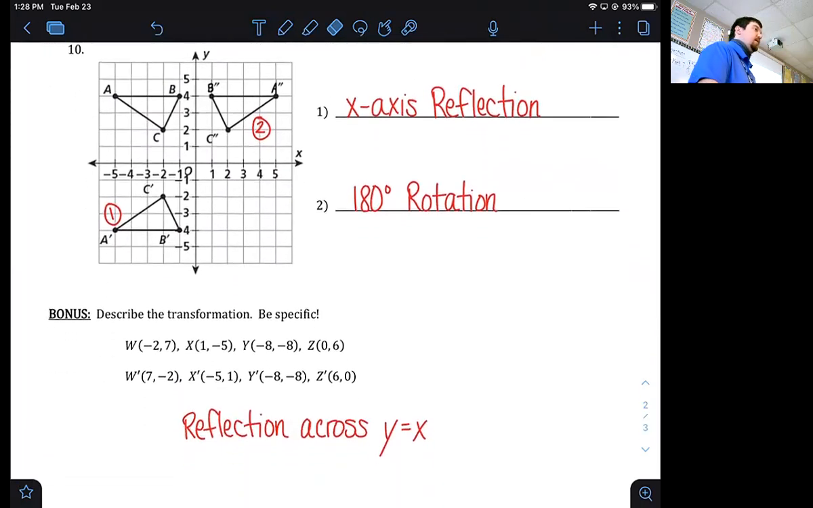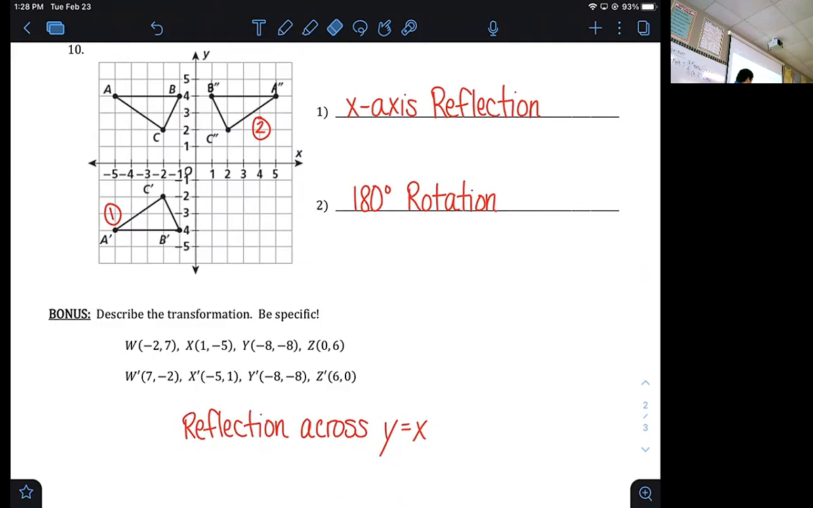And then for the bonus, reflection across the line y equals x. Remember that when you reflect across this line, you just flip-flop them. Okay? Much like a 90-degree rotation, but you don't take the opposite of anything. You just flip-flop them. So these 2 have been flip-flopped, flip-flopped, flip-flopped, and flip-flopped.